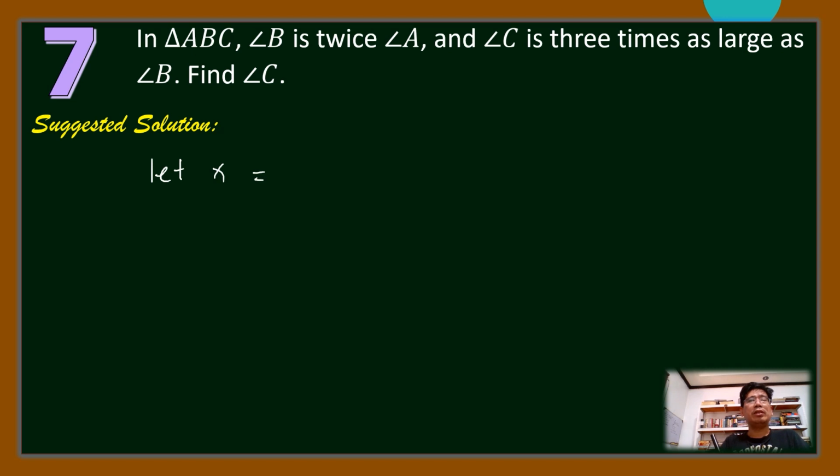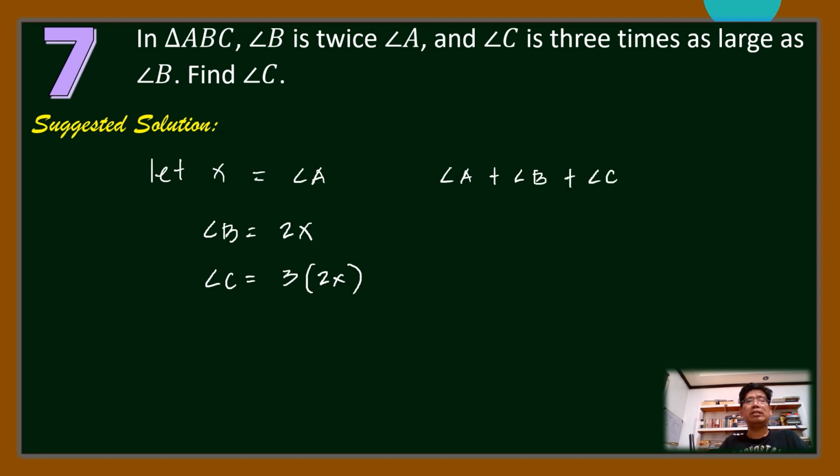Let x be equal to the measure of angle A. Then the measure of angle B is equal to 2x. And the measure of angle C is equal to 3 times the measure of angle B, which is 2x. We know that the sum of the interior angles of a triangle is 180 degrees. Therefore, angle A plus angle B plus angle C is equal to 180.